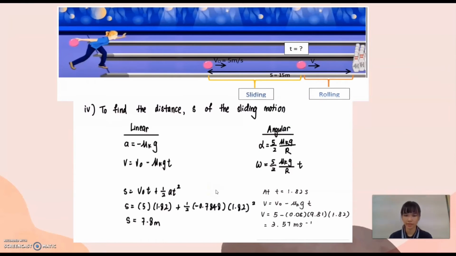After knowing the time for the ball to start pure rolling, which is 1.82 seconds, we can also find the velocity of the ball at this point. So we take v equals v0 plus at, and then we substitute the values. t equals 1.82 inside this equation, and v0 is 5 meter per second. So we'll get the velocity at this point will be 3.57 meter per second.